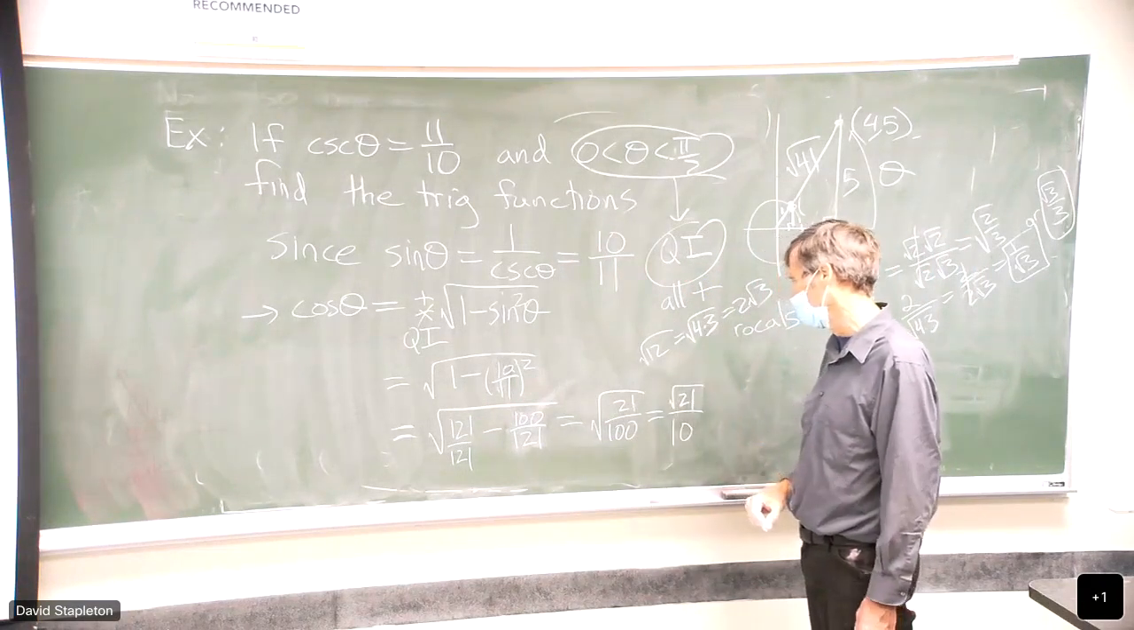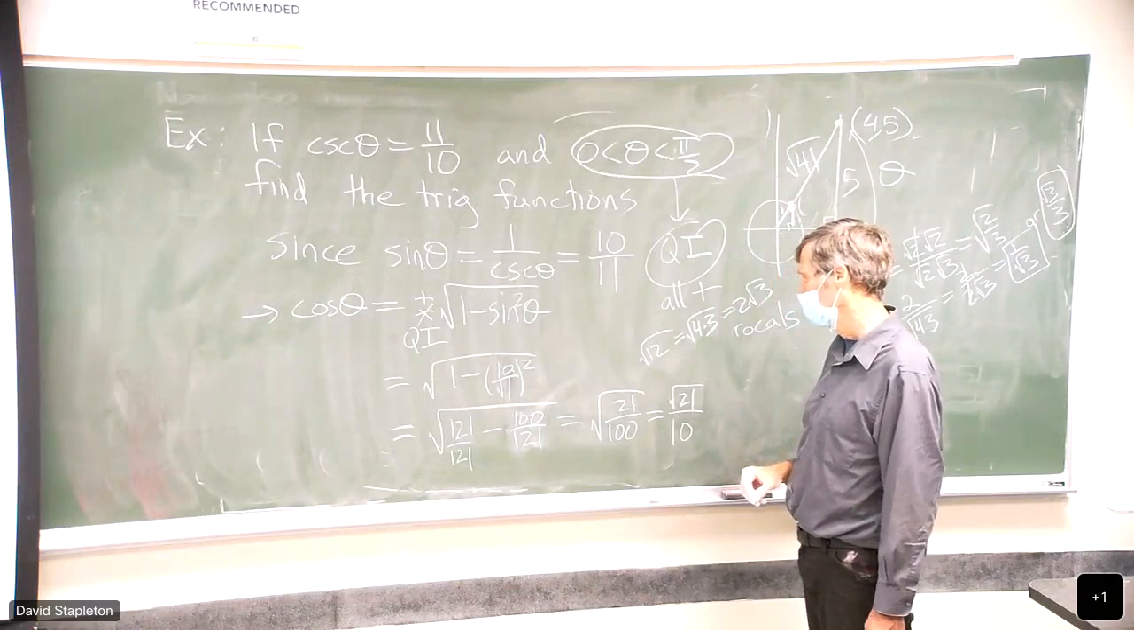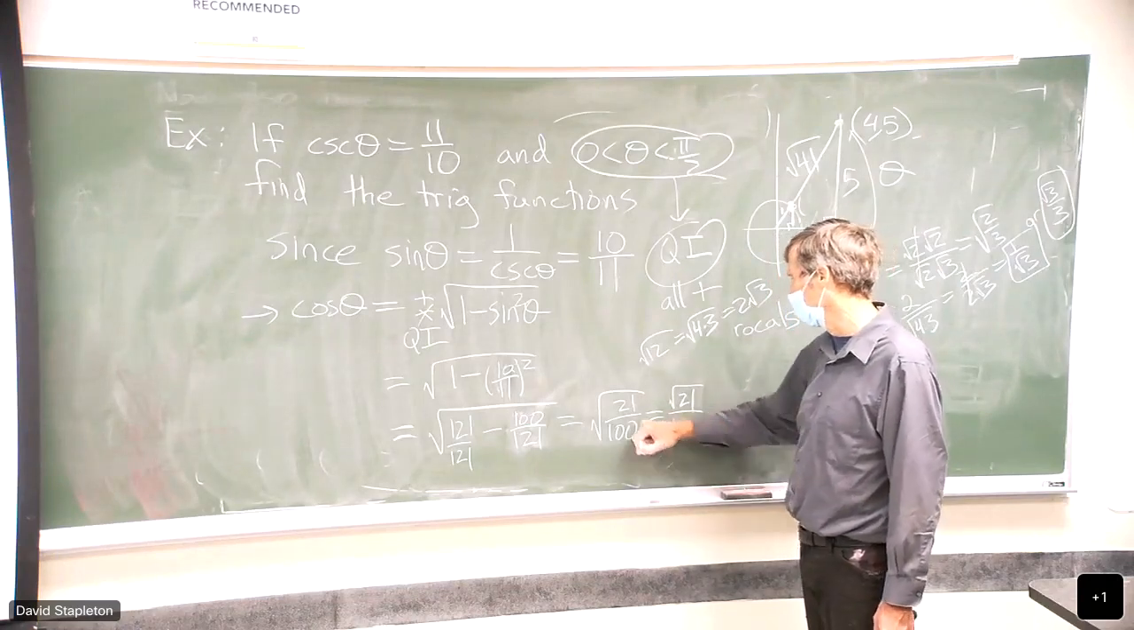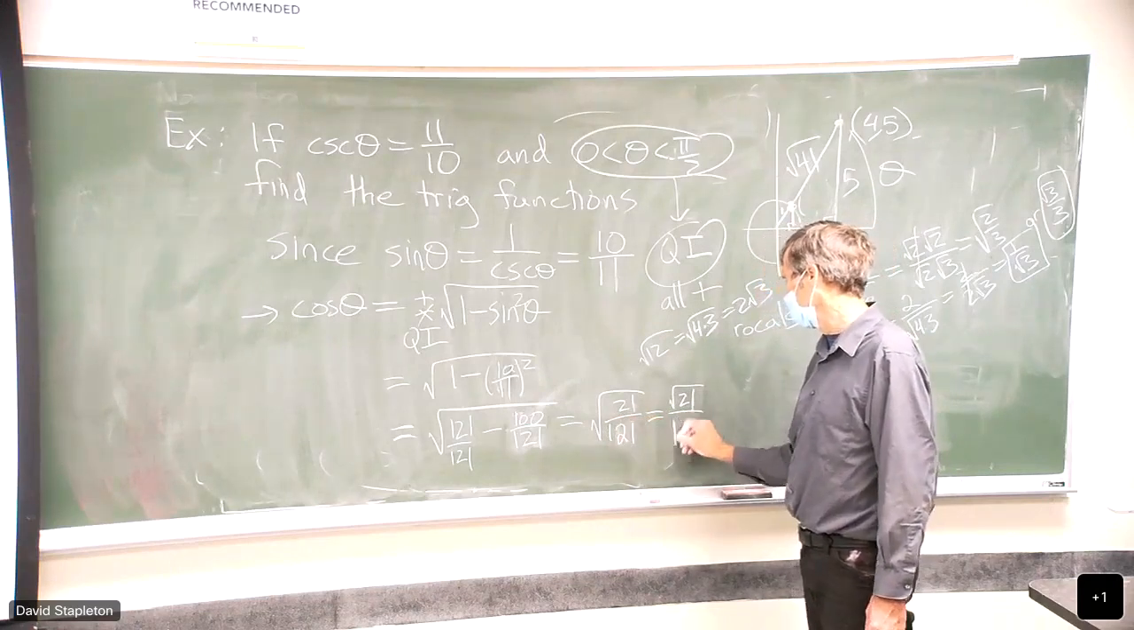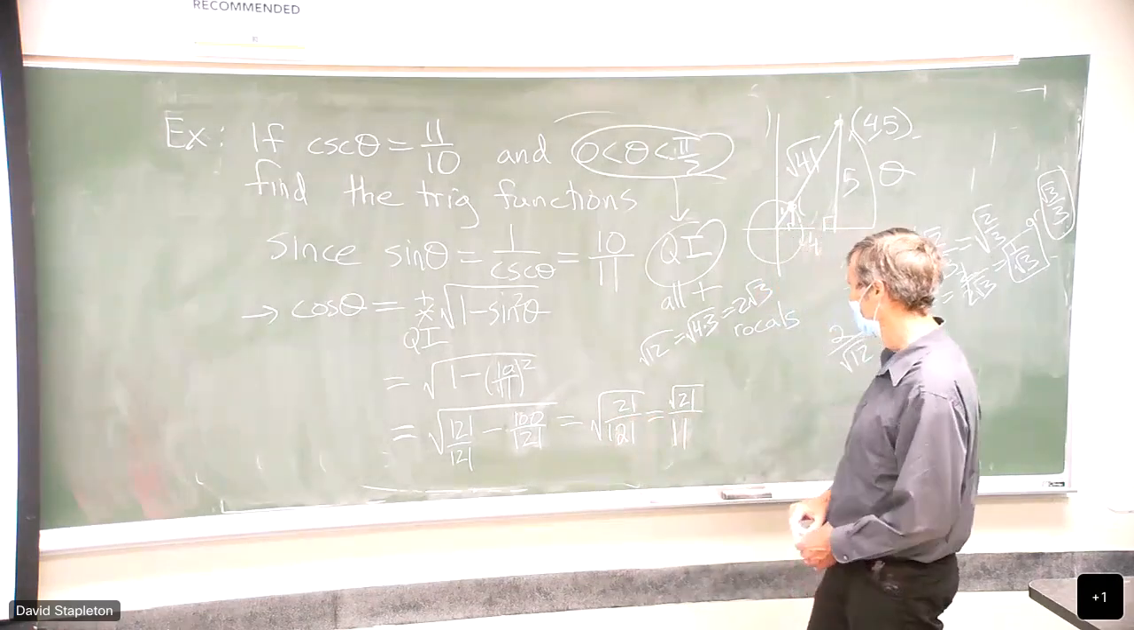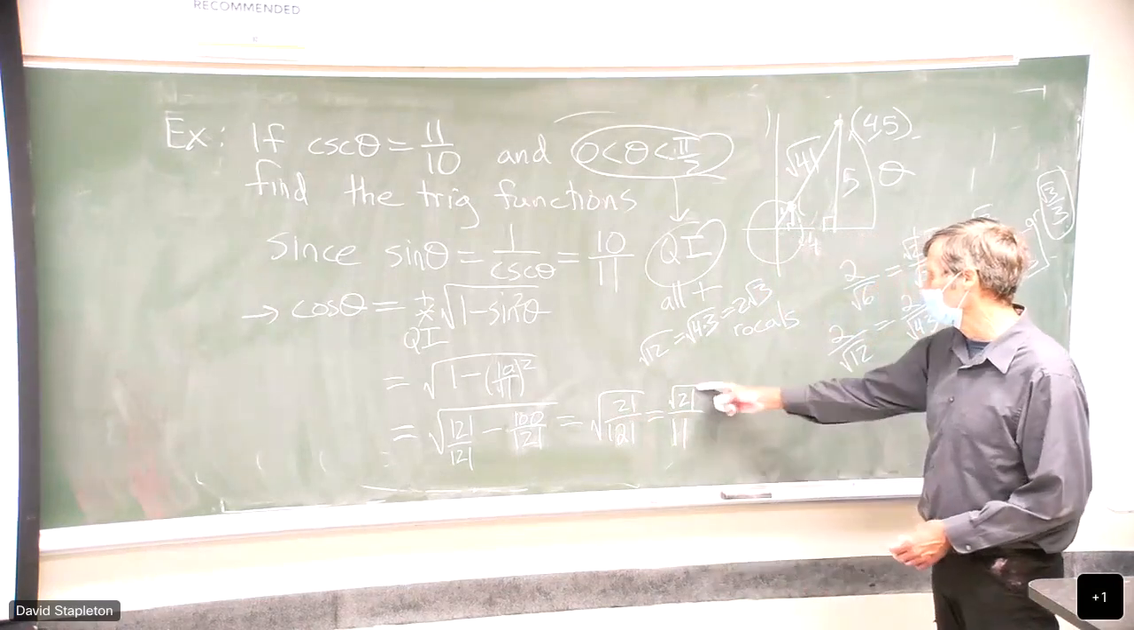Doesn't reduce anymore. Isn't the bottom 121? Oh, golly, yes, you're right, 121. I still have that in my mind. So it's 11. Good thing I have you guys here. All right. So square root of 21 over 11.